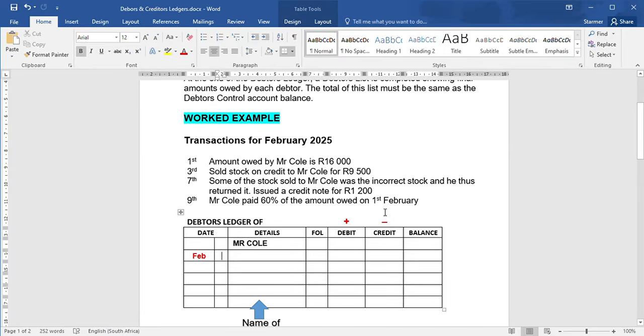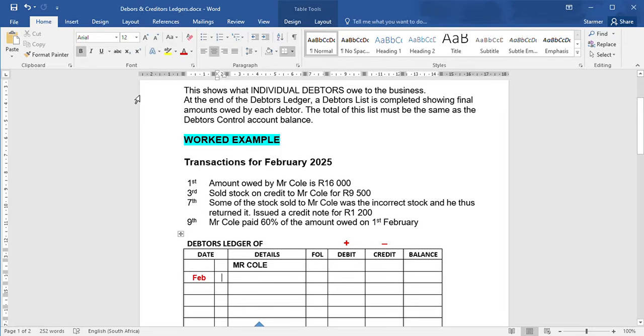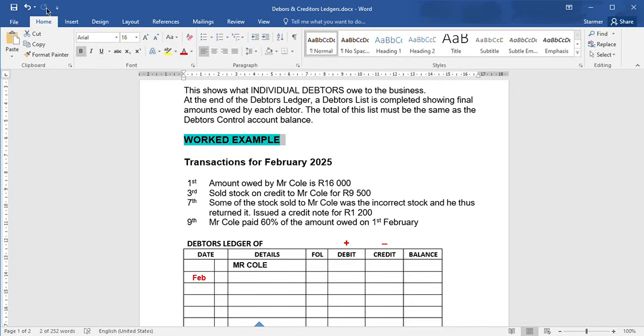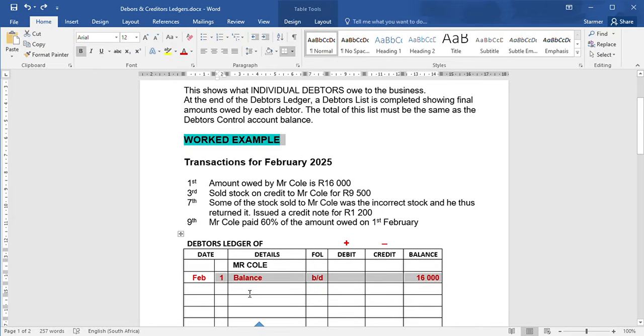So the first transaction then says that the amount owed by Mr. Cole is 16,000 Rand. Okay, if you look at the amount owed by Mr. Cole, 16,000 Rand, we're therefore going to have to record that as a balance. So on the 1st of February, the balance brought down for this debtor is 16,000.